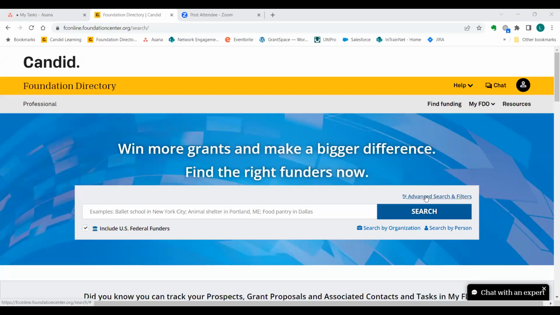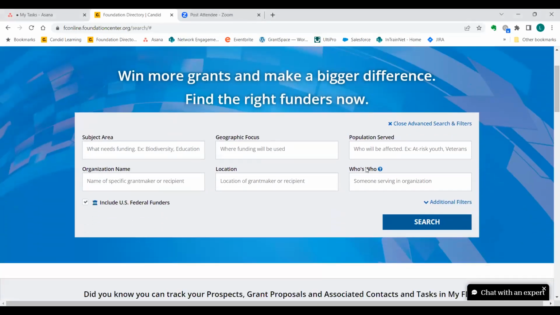So if you see here over the search bar, it says advanced search and filters. You want to click on that. And I think this is a better way to search. It gives you a little more details.